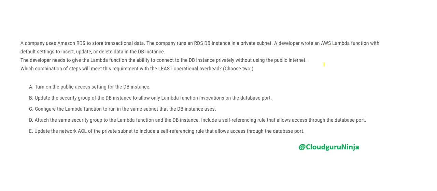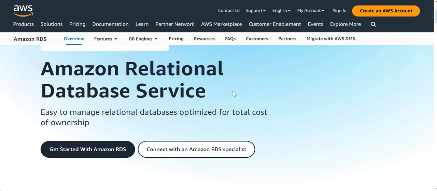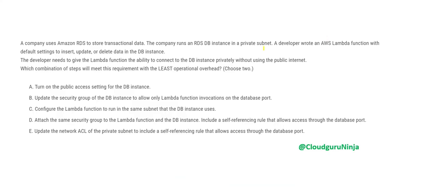Okay, so let's jump into the questions. There is a company, they are already making use of AWS RDS, which is called Relational Database Service. This is a database which is supporting traditional databases like MySQL, Oracle, and so on. So they are storing transactional data in this database. So I'm drawing, they have a database and they are putting transactional data. Where is this database? This is in the private subnet.